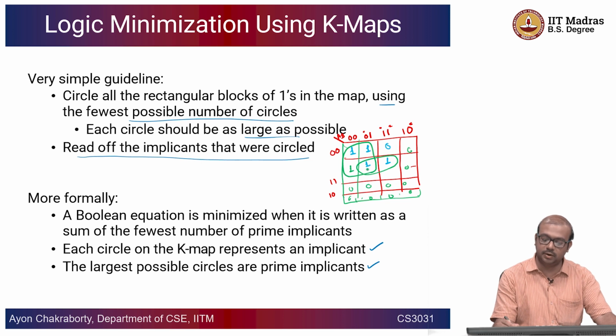Once you do this 4 element circle, you should also read off the implicants. So in this particular case, if this were C and D, if you look across the column, 00 and 01, D basically vanishes. So you have D and D complement, right.